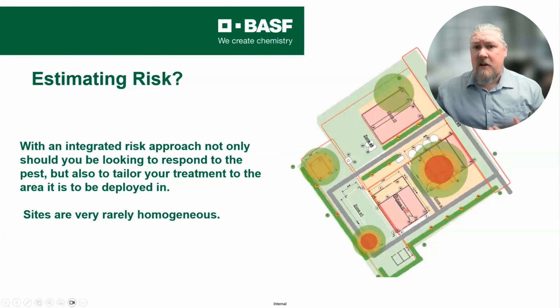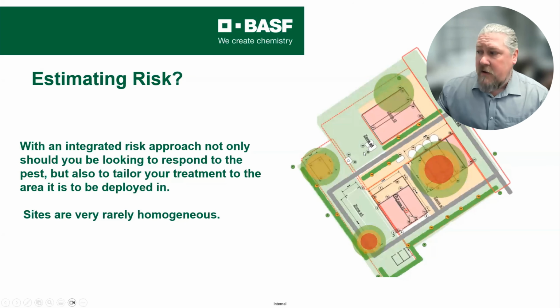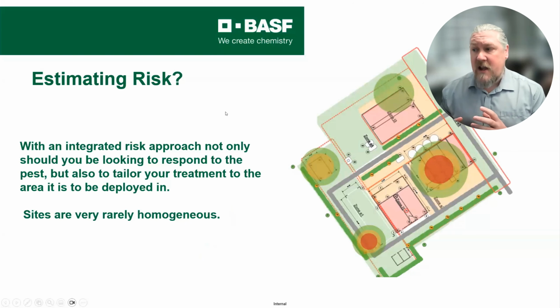Moving on from that, let's start to talk a little bit more about risk. Because once again, as I said, your integrated risk approach should not only be looking at the rodents, which is what we classically have looked at before, but it should be looking at the site as well. You should be folding in the risks of that site to your treatment. Sites are very rarely homogeneous in their risk. You will have lower. So if we just take, for example, probably one of the easiest ones to understand.